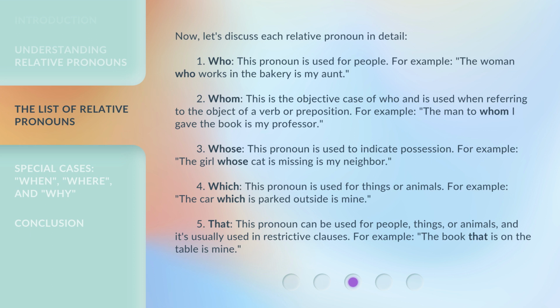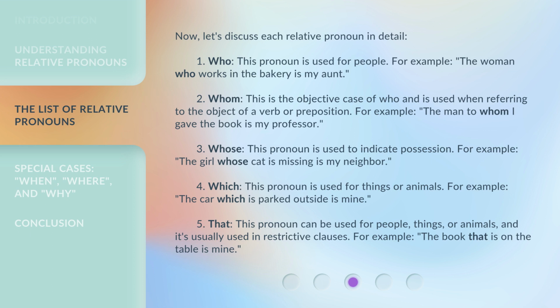Now, let's discuss each relative pronoun in detail. 1. Who. This pronoun is used for people. For example, the woman who works in the bakery is my aunt. 2. Whom. This is the objective case of who and is used when referring to the object of a verb or preposition. For example, the man to whom I gave the book is my professor.